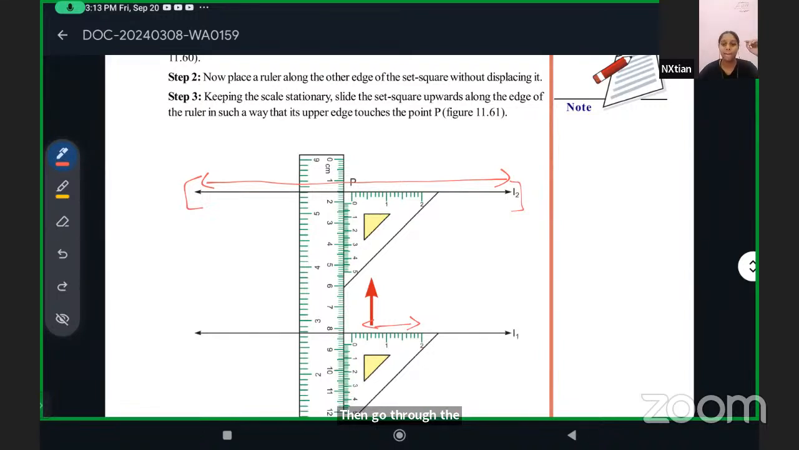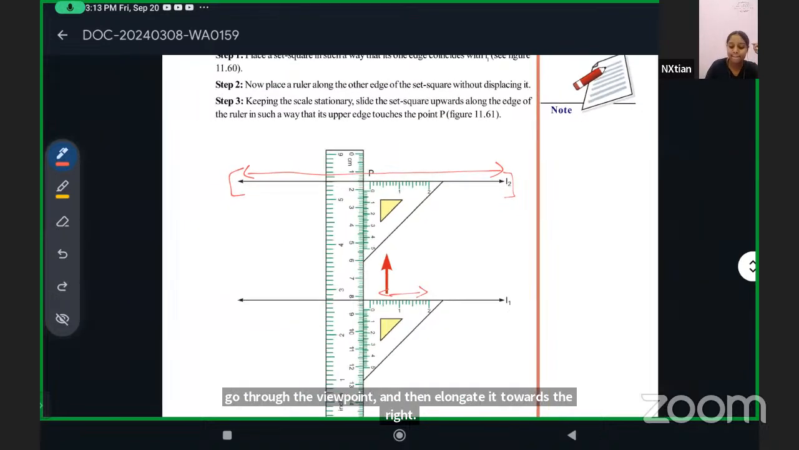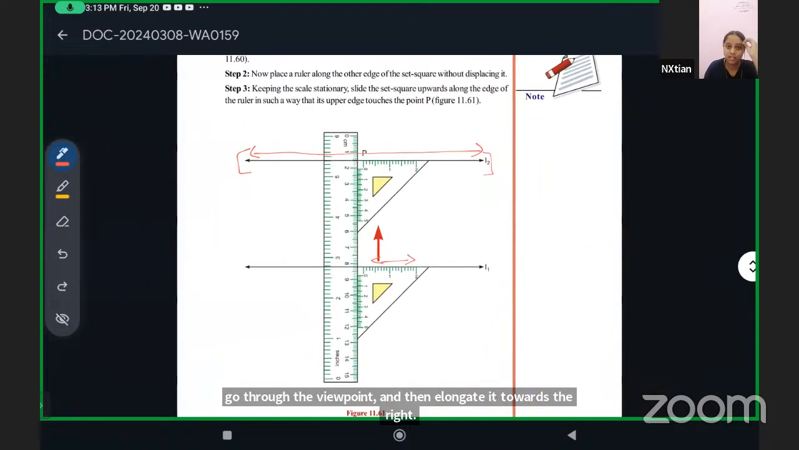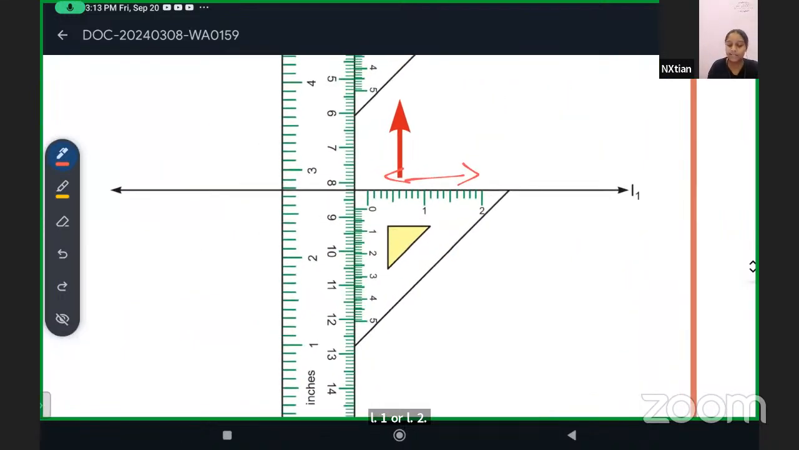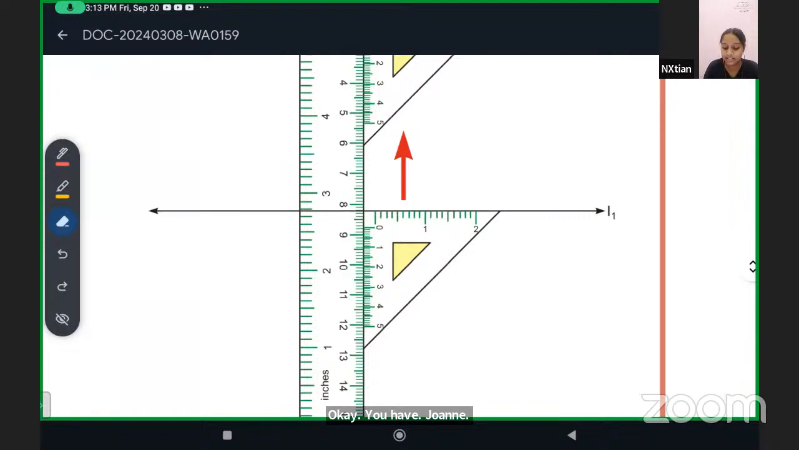Excuse me, ma'am, do we have to draw the P point on L1 or L2? See, you have drawn L1. Then place the set square like this.